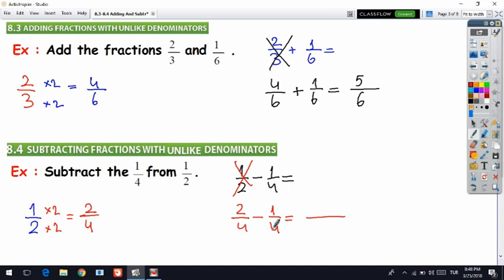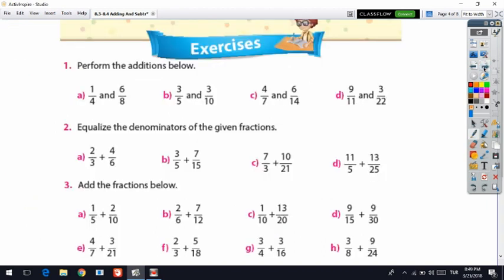Because of that, we can subtract. Then you keep the denominators the same. You write 4, 4, 4. But our rule, our step, says you have to subtract the numerators. 2 minus 1 is equal to 1. This is the result. So easy, right? Okay, now let's continue to the practice to understand more. Maybe I am going to solve one of the questions, which will be enough for you.